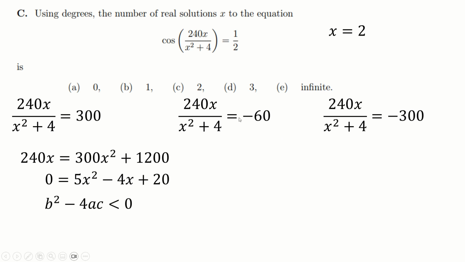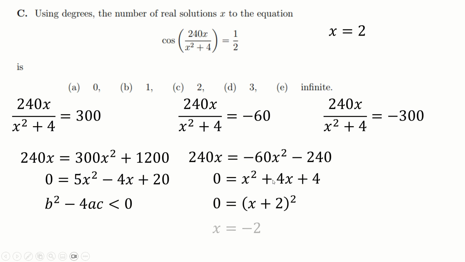What about this one here? So cross multiply this one out, rearrange it, divide by 60. Solution at minus 2, of course. Only solution there, so we've got 2 solutions so far. And now this one also has a discriminant less than 0.